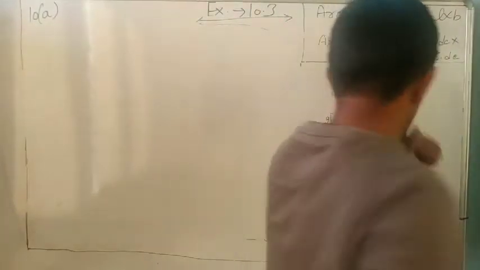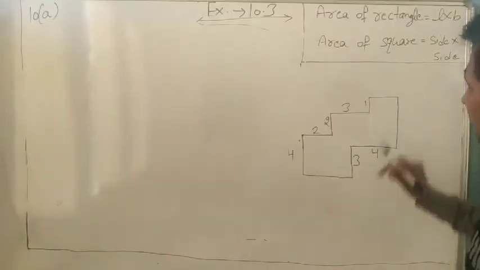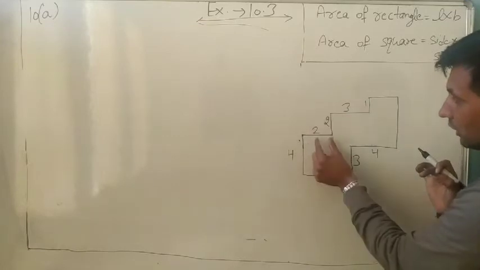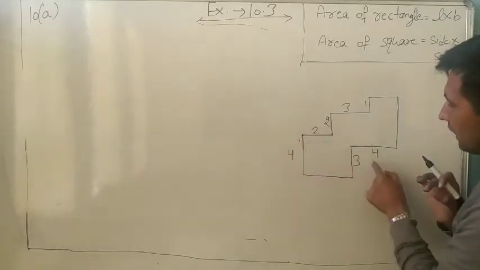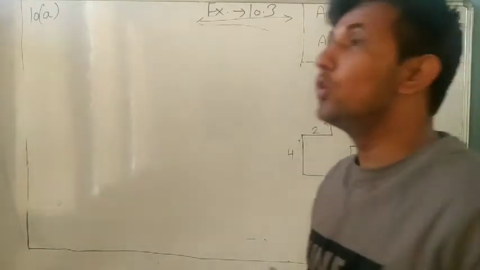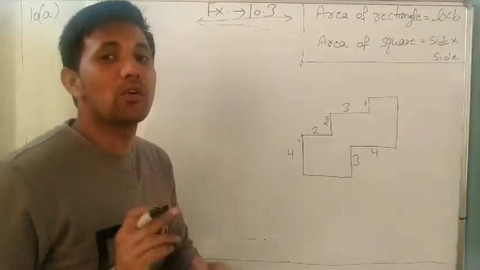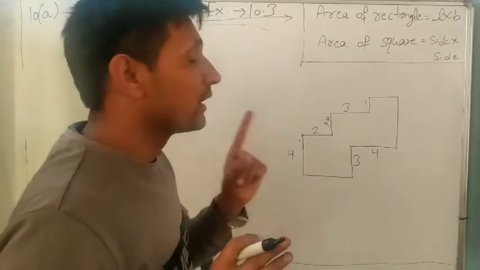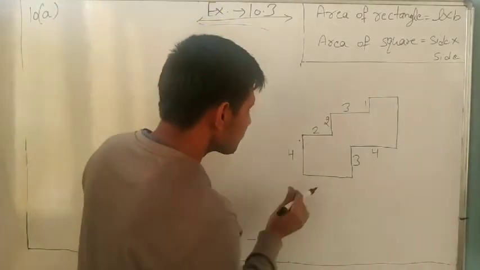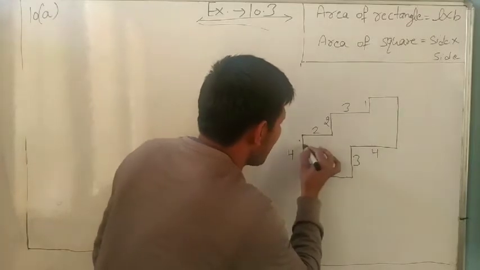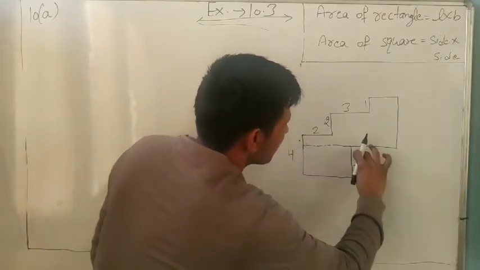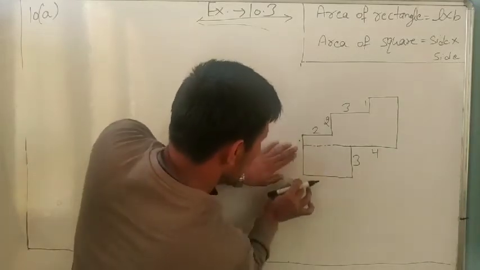The sides are given: it is 1 centimeter, it is 3, it is 2, it is 2, it is 4, it is 3, it is 4. So now we have to find. What will we do? First we will split it into rectangles. Tell me first, suppose it is 3 and if I join like this, it is 3, so it is also 3 from here to here.